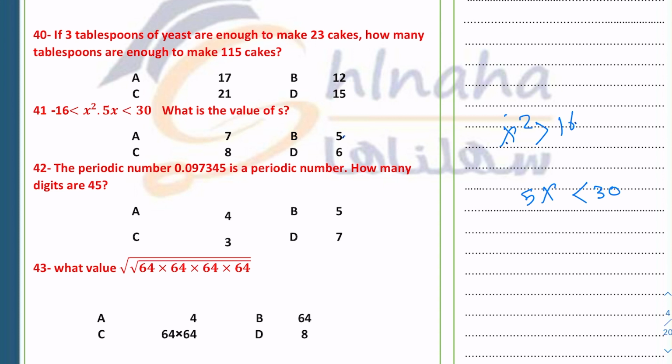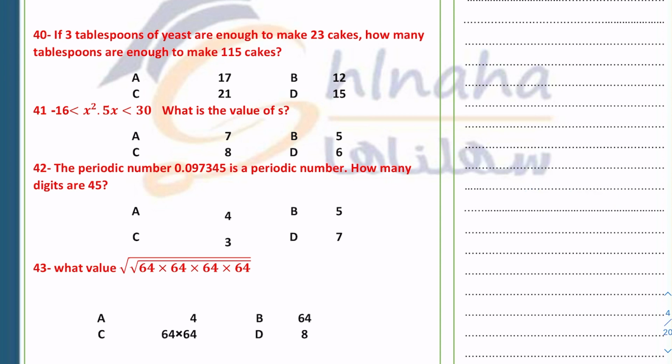5 squared is 25, so yes. 6 squared is 36. 7 squared is 49, and 8 squared is 64. So they are all correct. But he said here 5x is smaller than 30. We can divide here by 5 and here by 5. So x is smaller than 6. Which number here is smaller than 6? It's 5 only. So I have to choose B.